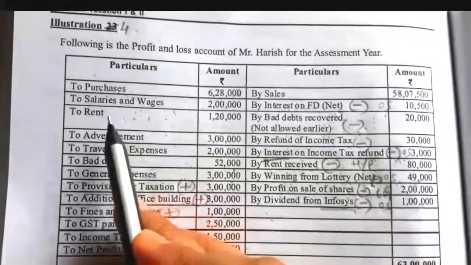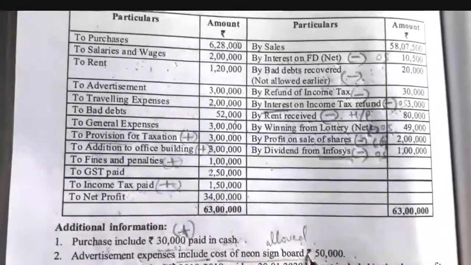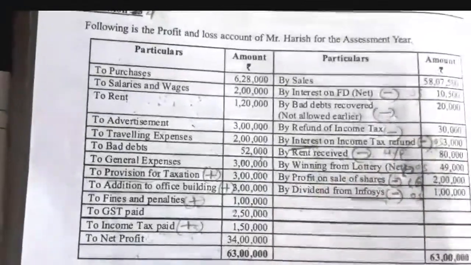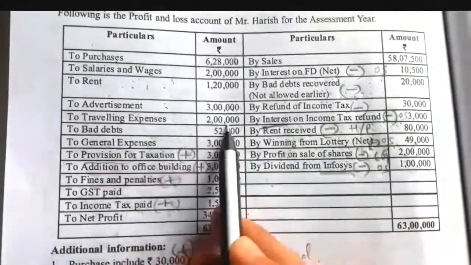Salaries and wages are allowed, rent is allowed, and advertisement is included in allowed business expenses. It is already included here, so it is allowed, no effect, so ignore it. Then traveling expenses are allowed, taken as an allowed business expense.